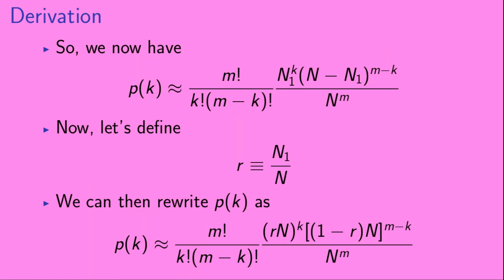Okay, so now we have that expression for p of k. Let's define r to be equal to n1 over n. Then we can rewrite p of k as approximately equal to m factorial over k factorial (m minus k) factorial times (rn) raised to the power of k, (1 minus r) times n, all raised to the power of m minus k, divided by n to the m.